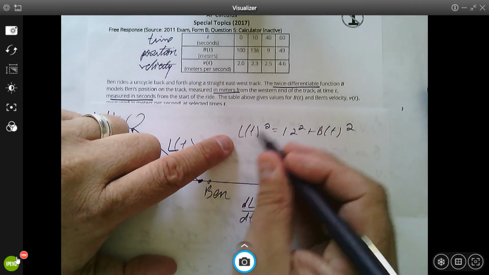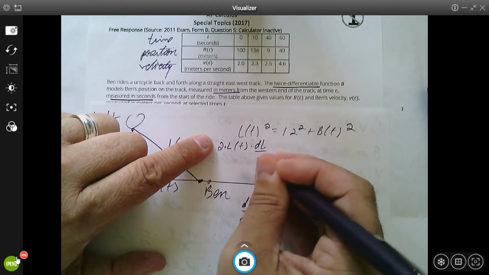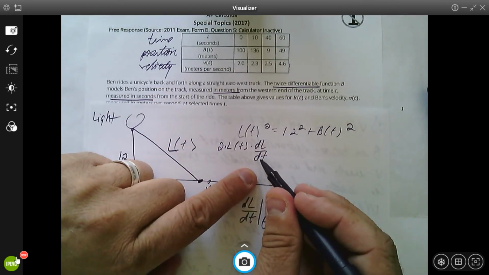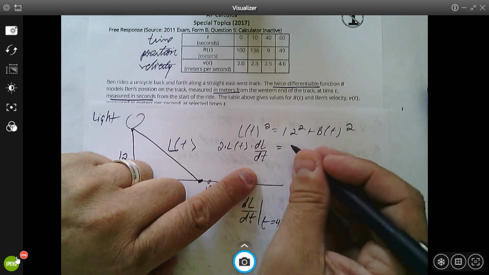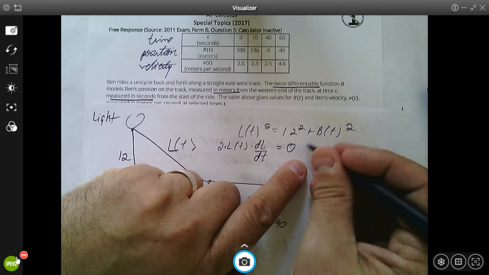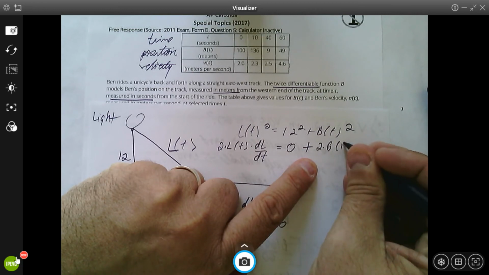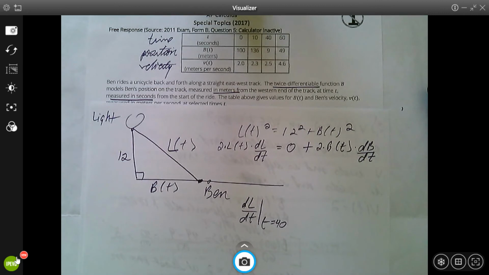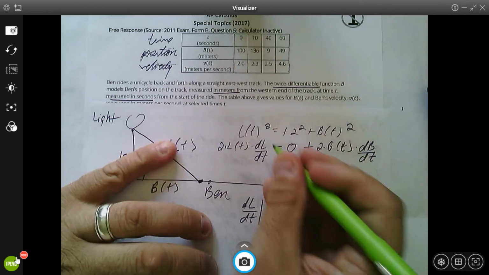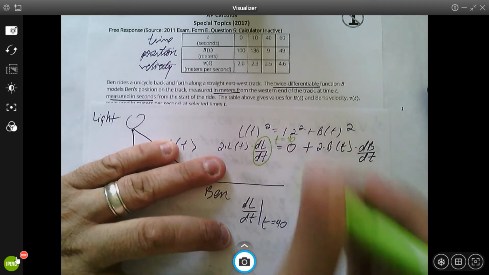Well, what's the derivative of L(t) squared? It's going to be 2 times L(t) times dL/dt because of the chain rule, equals the derivative of 12 squared. 12 is a constant, so the derivative of 12 squared is 0, plus the derivative of B(t) squared, that's 2 times B(t) times dB/dt. What I want to know is what dL/dt is at the time when t is equal to 40.